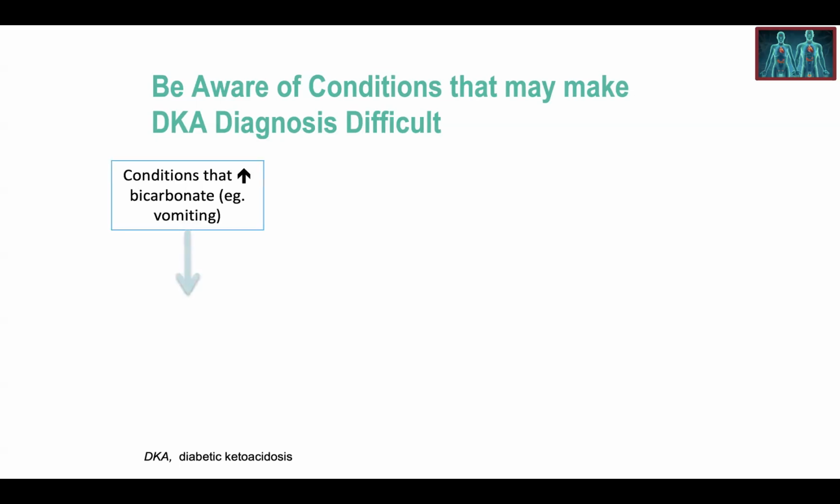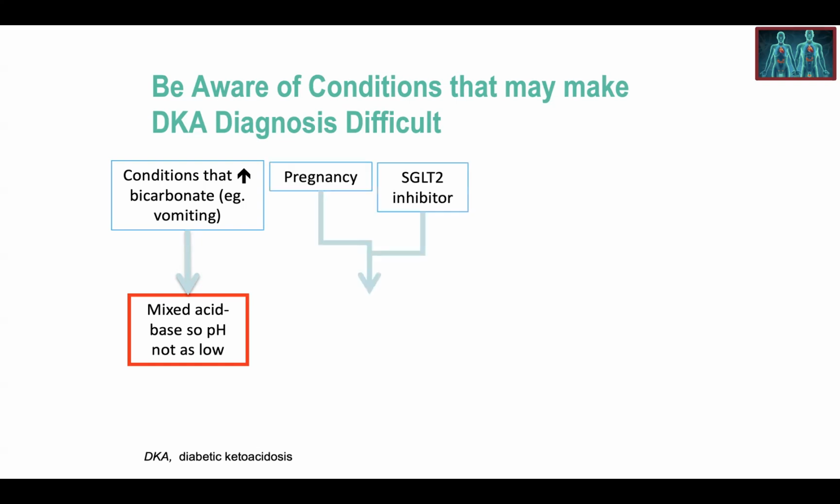So lots of things make DKA diagnosis difficult. Things that actually release bicarb. So the patient has the flu, he's been vomiting. So he might have a mixed acid base balance. He might have actually mixed metabolic acidosis and metabolic alkalosis. So we have to look farther into that. We do something called a delta gap. We're not going to talk about that here today, but I'm happy another time to do it.